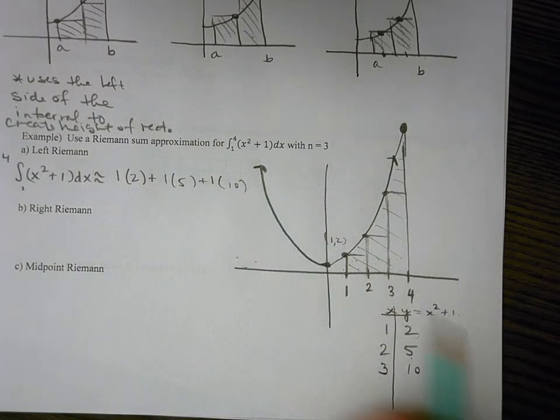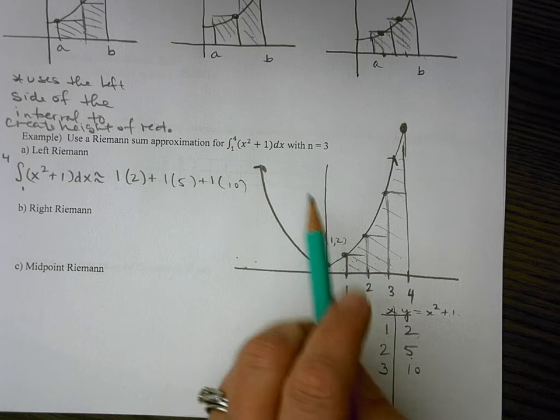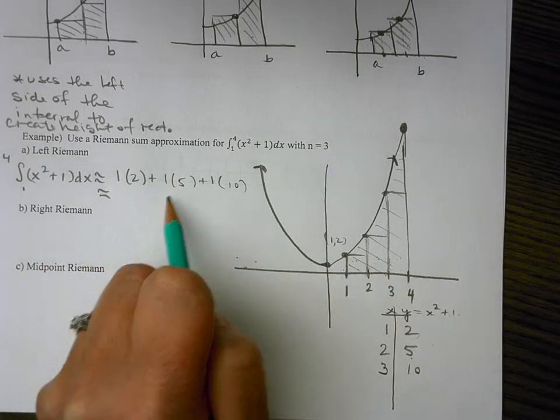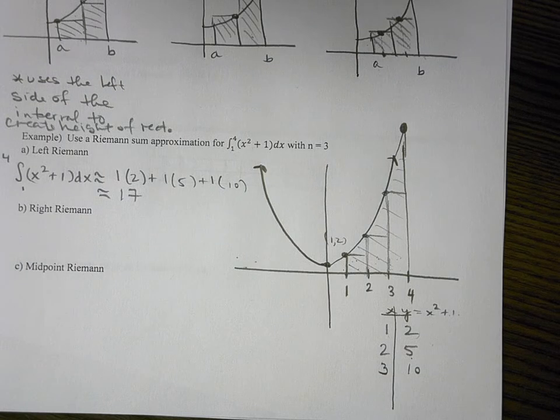And so that approximation would be 1 times 2 plus 1 times 5 plus 1 times 10. And then, of course, if I want to take the time to add that up, that would be, what, 17? And so that approximation would be 17. Okay? All right, and so now let's do a right Riemann.